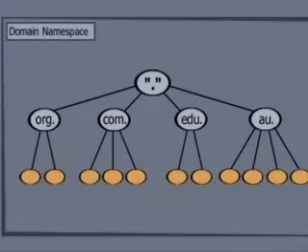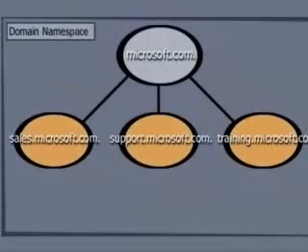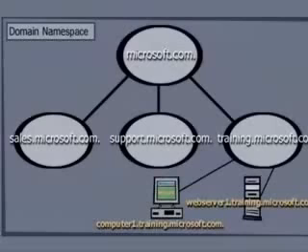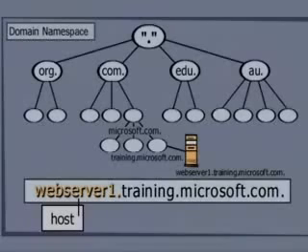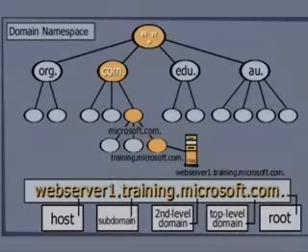Second-level domains are registered to individuals or organizations, such as Microsoft.com, the Microsoft Corporation domain. Second-level domains can have many subdomains. And any domain can have hosts. A host is a specific computer within a domain, such as Computer 1 or Web Server 1 in the training subdomain of the Microsoft.com domain. A fully qualified domain name, or FQDN, describes the exact relation of a host to its domain. DNS uses the FQDN to map a host name to an IP address.